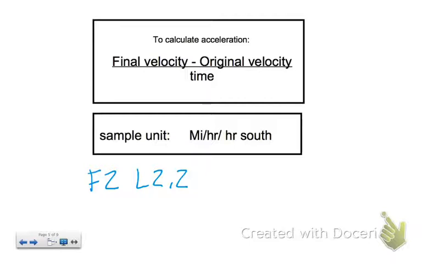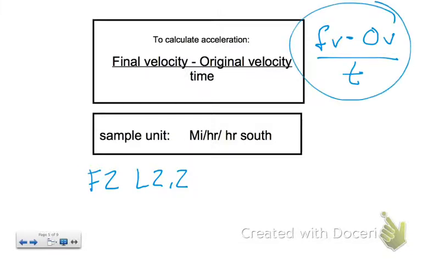In review, our formula for acceleration is our final velocity, which we call FV, minus our original velocity, which is OV, over time, which we're going to label as T. And so we're going to learn how to use this formula, as well as figuring out what the label is for our problem in our acceleration formula.